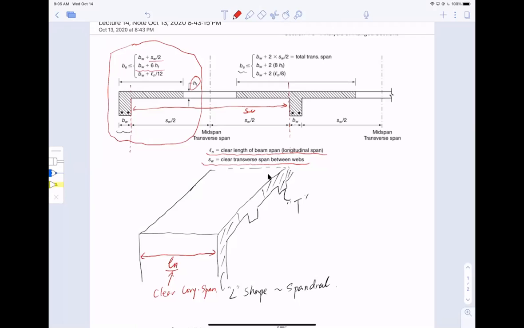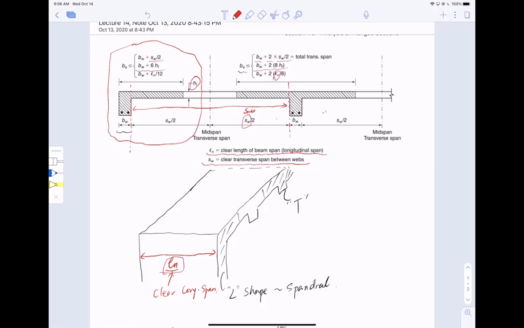For the T-beam, it's a little bit different. You have two sides now. So you have BW plus 2 multiplied by SW divided by 2, where SW divided by 2 is half of the clear span in the transverse direction. Or BW plus 2 times HF, where HF is the height of the flange, or BW plus 2 times Ln divided by 8, where Ln is the clear span length in the longitudinal direction. That is how you determine the effective beam width.